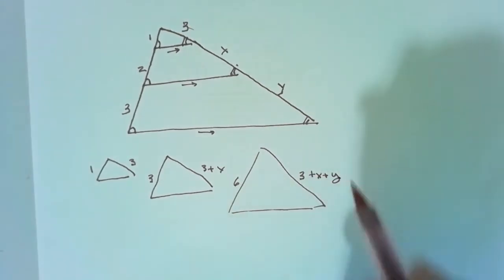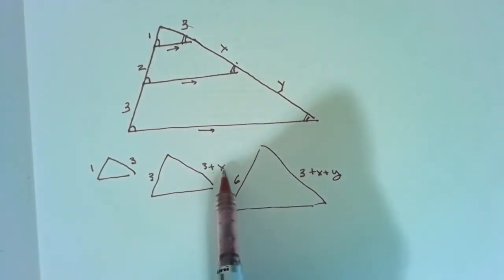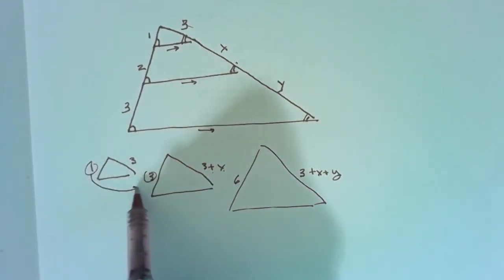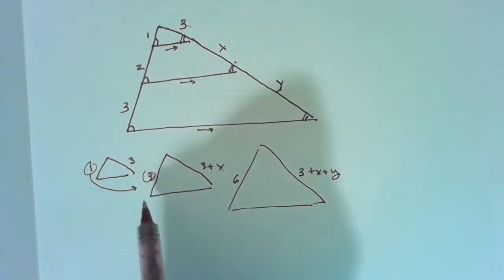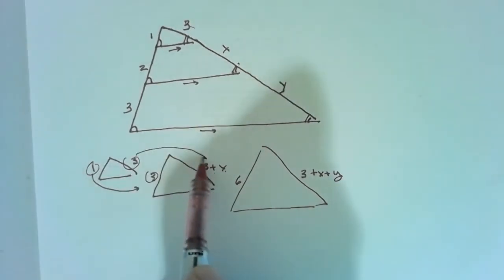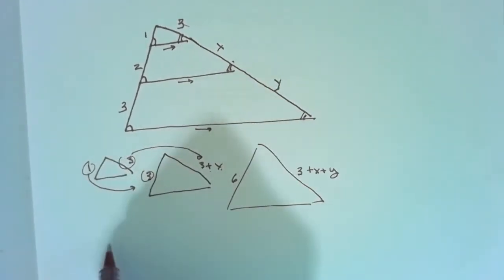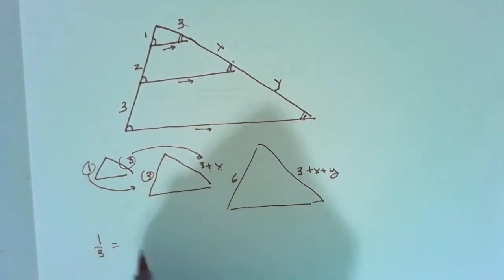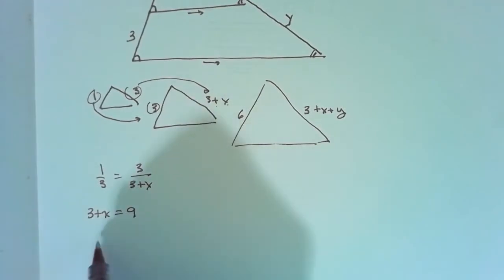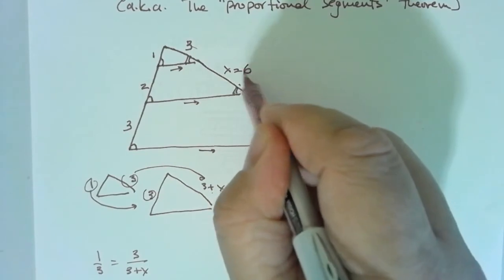And I can use similarity to figure out what x is, and then once I know what x is, I can figure out what y is. I can see here the ratio of these triangles is 1 to 3, from this one to this one. So 1 to 3 ratio. So that will let me get x. 1 to 3 is 3 to 3 plus x. Cross multiplying, I get 3 plus x equals 9. So x must be 6. So if I'm back up here, this is 6.